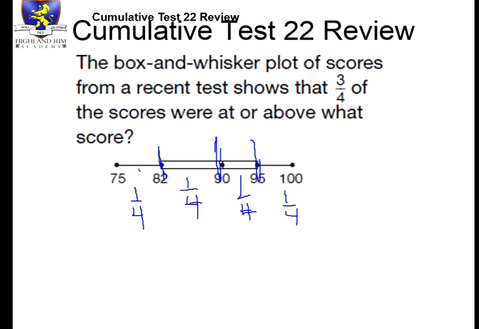You got 1/4, 1/4, 2/4, 3/4. So 3/4 are above the score of 82. So 82 will be your answer.